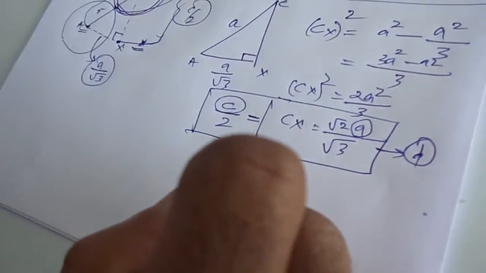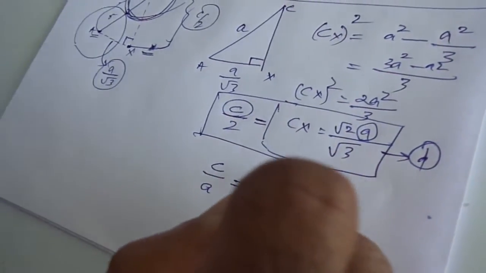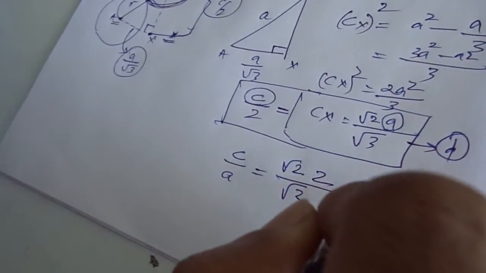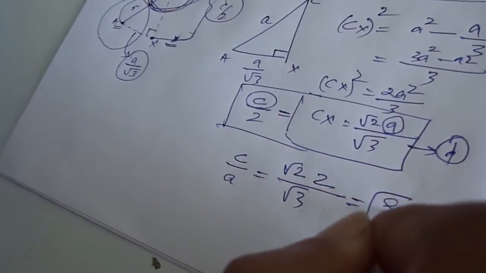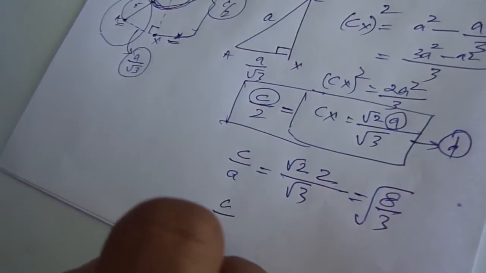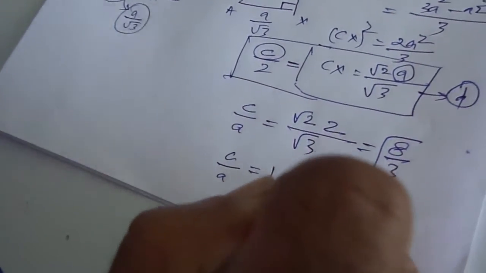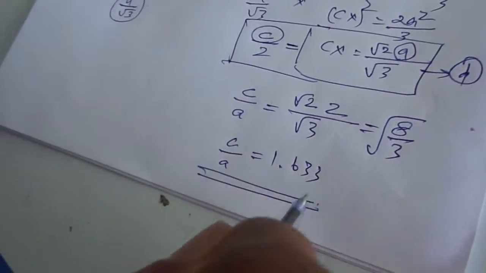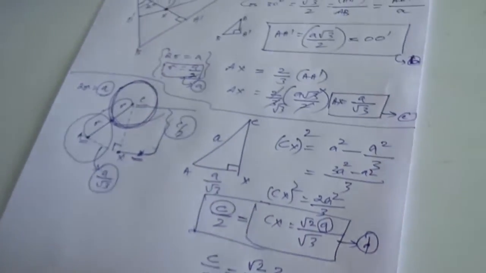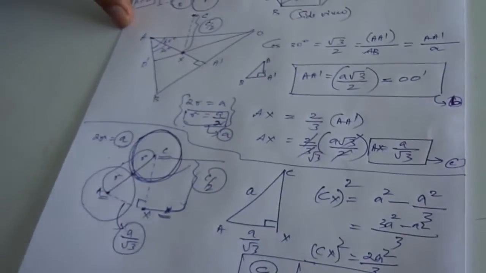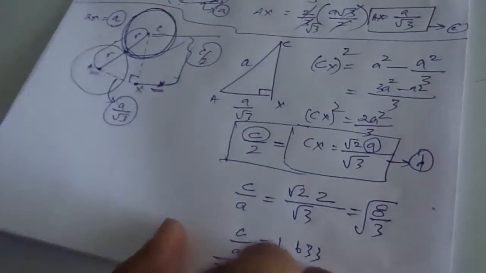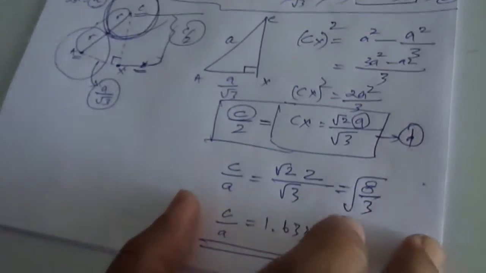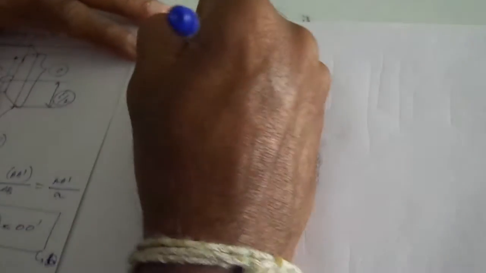C by A is equal to root 2 into 2 divided by 3 root 3. So square root of 8 by 3, and the value comes to 1.633. So the C by A ratio is calculated from this, and we are about to use this information for finding packing fraction. Okay, I am proceeding to the packing fraction.